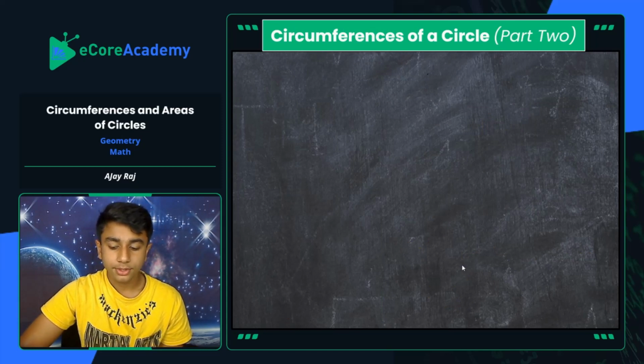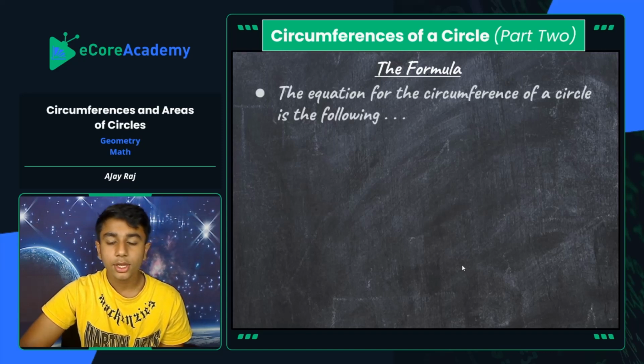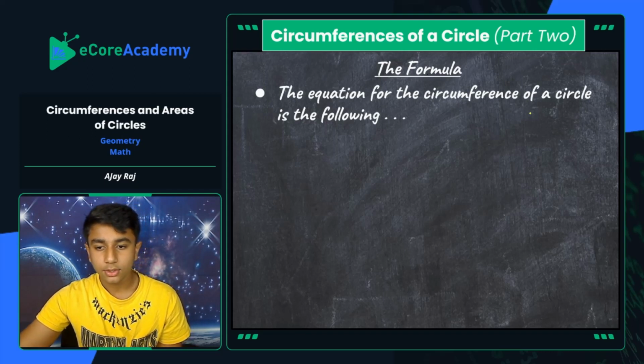Let's look at circumferences of a circle, and let's actually look at the formula now that we've cleared up what pi actually represents. So the equation for the circumference of a circle is the following. I'd recommend that you write this down. Circumference, C equals 2 pi r. So it's 2 pi r.